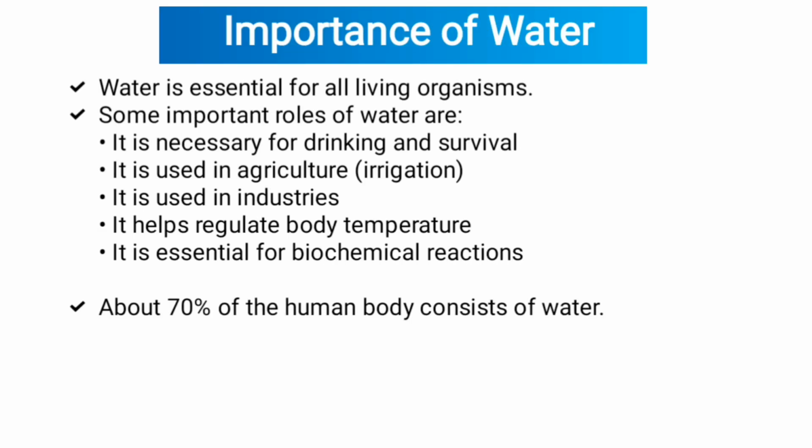Importance of water. Water is essential for all living organisms. Some important roles of water are: it is necessary for drinking and survival. It is used in agriculture and irrigation. It is used in industries. It helps regulate body temperature. It is essential for biochemical reactions. About 70% of the human body consists of water.